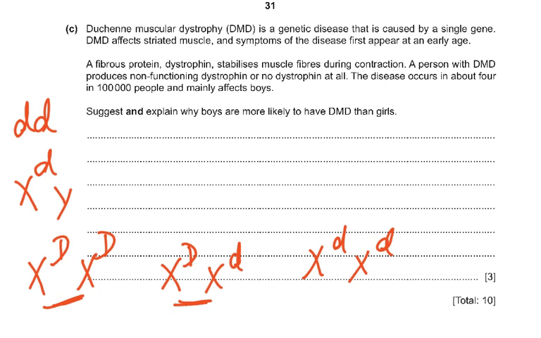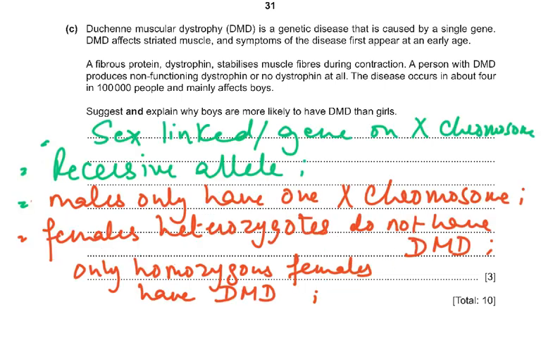So sex-linked gene, X chromosome, recessive alleles, males only have one copy. Females who are heterozygous will be carriers. Only homozygous females will have small d, and will have the disease called DMD, or Duchenne muscular dystrophy. So a sex-linked gene on the X chromosome, it's a recessive allele. Males only have one X chromosome. Females who are heterozygous do not have DMD.